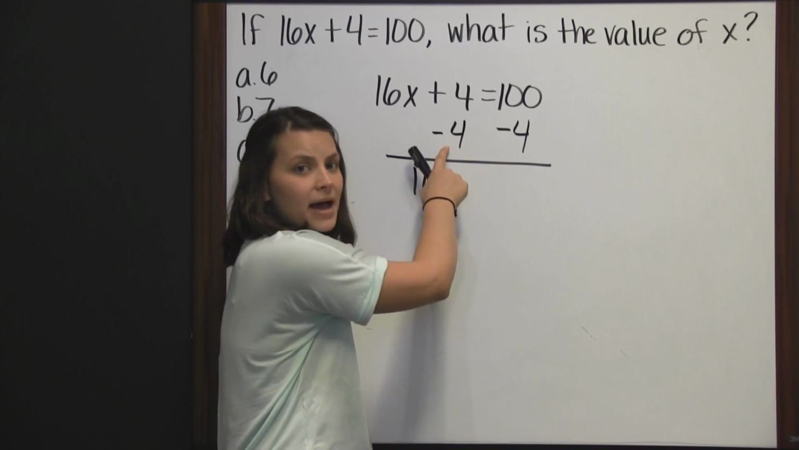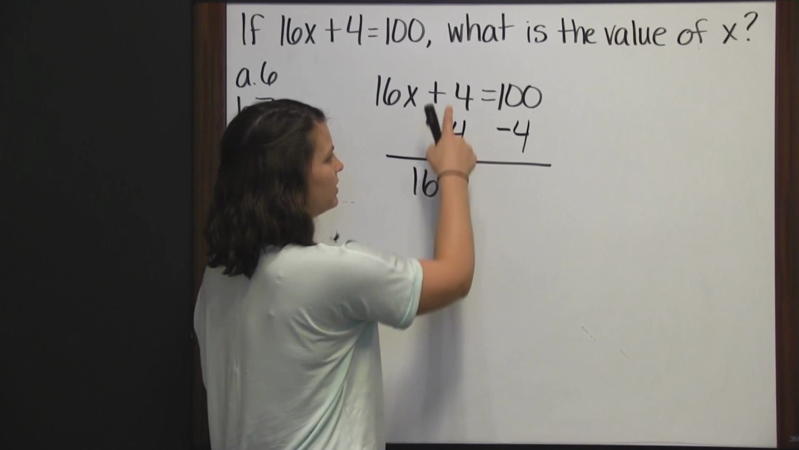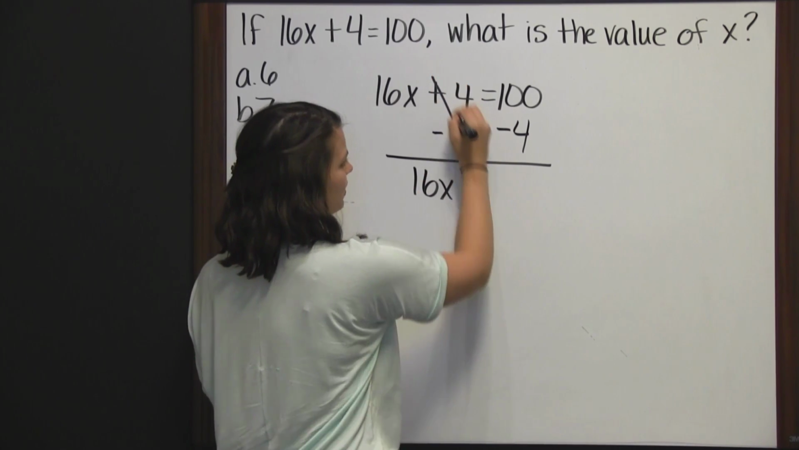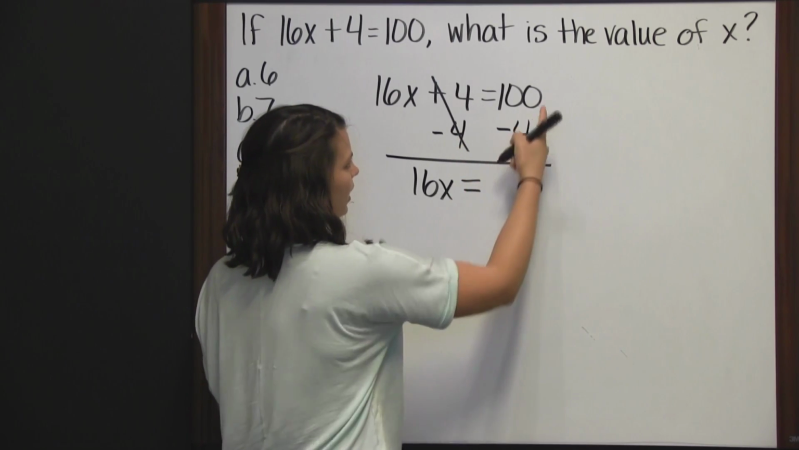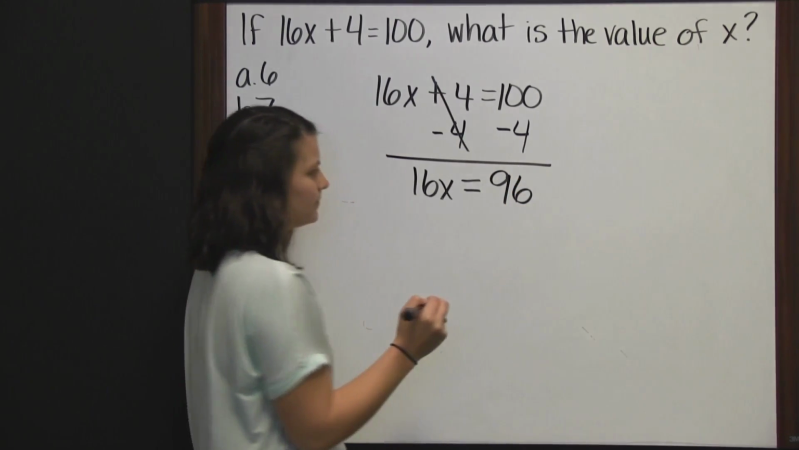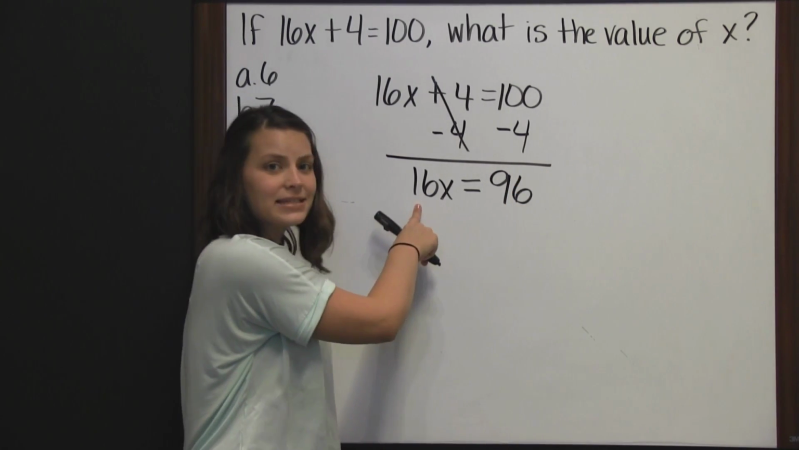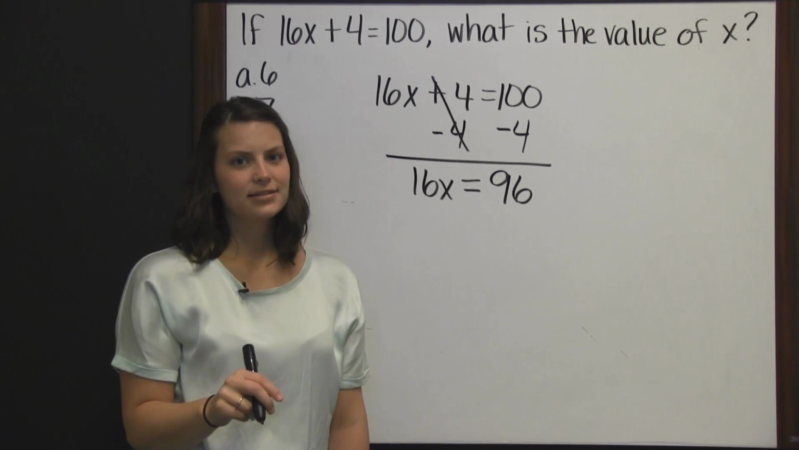plus 4 minus 4. Those are additive inverses of each other. That means they add to be 0, so we can cancel them out. Bring down the equal sign, and then 100 minus 4 is 96. So now we have 16 times x equals 96.